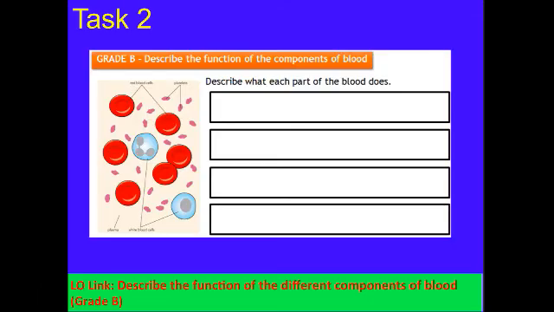Now this is the point where you need to complete task 2. Again, either pause the video or fill it in after the video. You need to describe each part of the blood, and you've got all the parts labelled here. So you've got your plasma, white blood cells, red blood cells and platelets. Type that into each of the boxes.